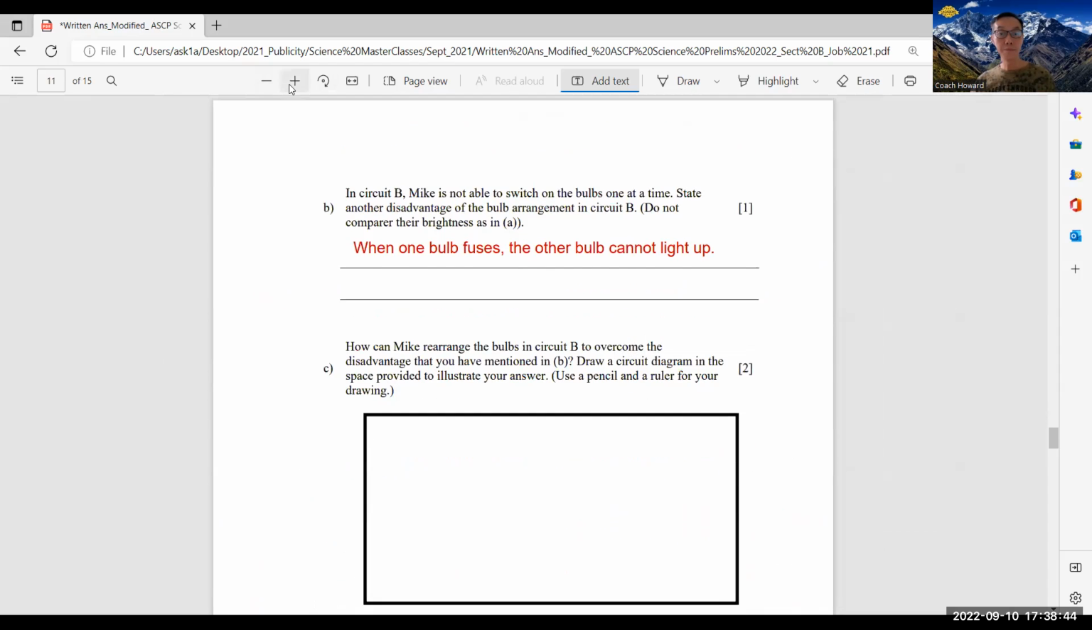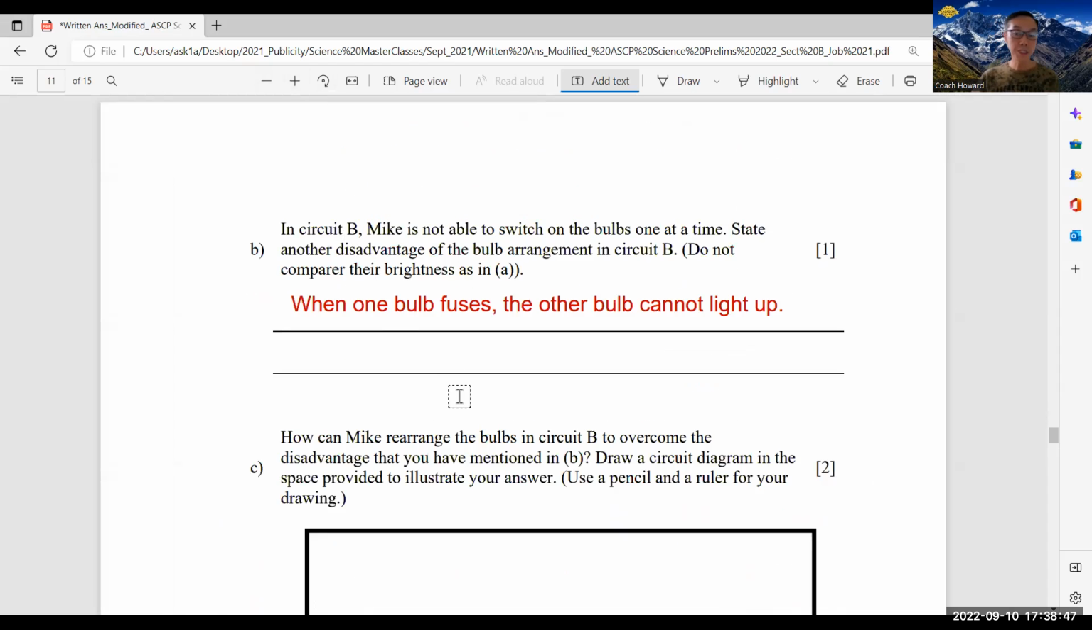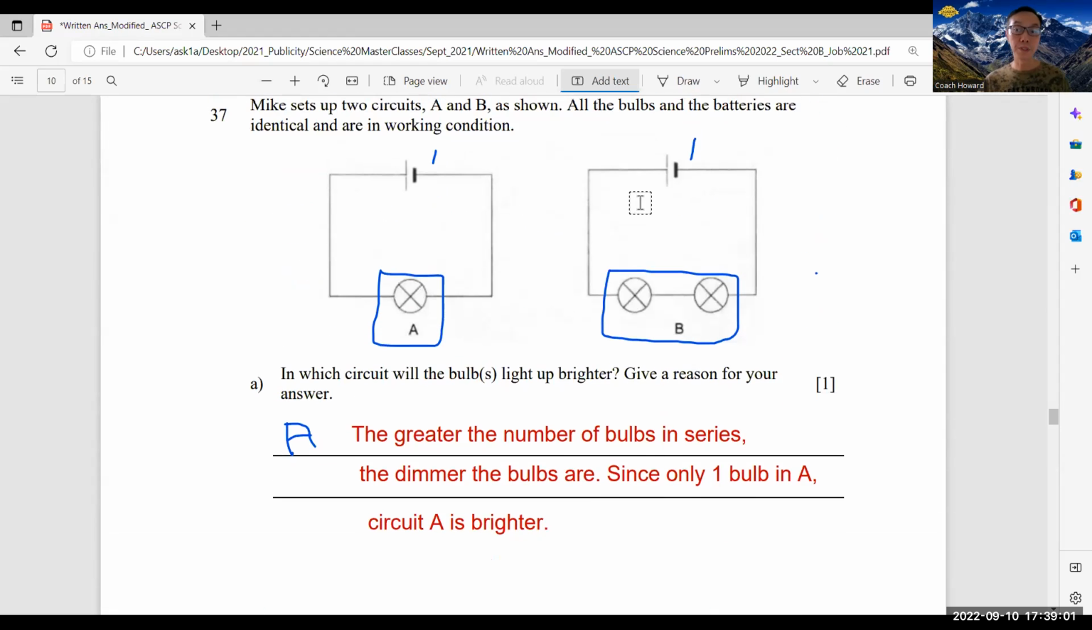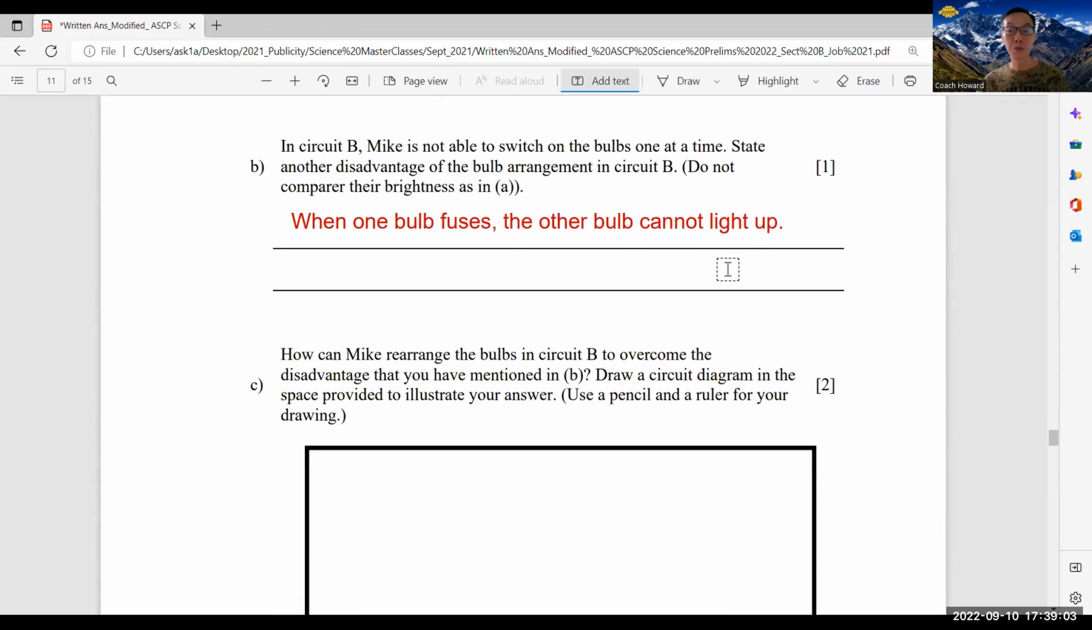In this diagram, how can Mike rearrange the bulbs in circuit B to overcome the disadvantages? So in other words, you have to arrange them in parallel. You notice here they do not have any switch, so you don't add in any switch, because they say draw a circuit diagram in the space provided. Use a pencil and ruler for your drawing. For this one, I will screen share and show you the answer.